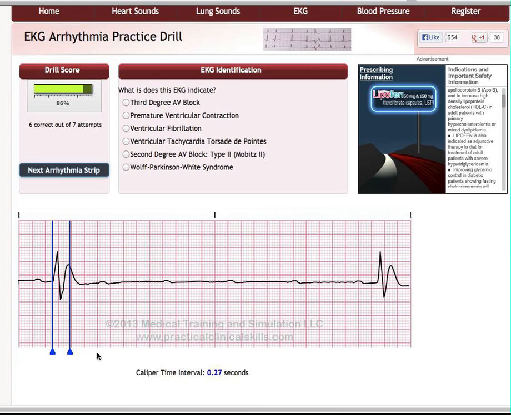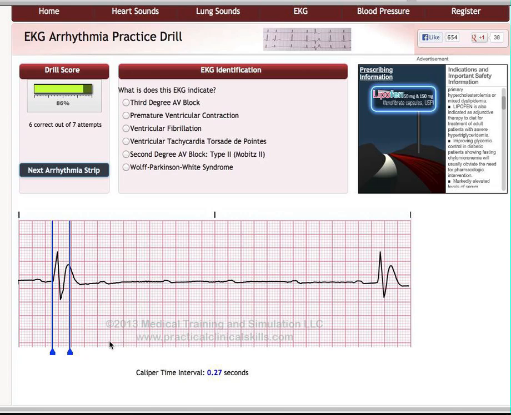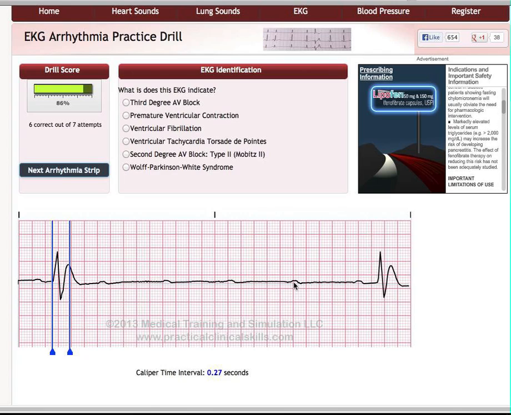So yeah, 0.27. That's real long. That's not good. Is there P waves? Well, there's a P wave here, P wave here, P wave here, and here, and here. So we know our P waves are working. So right away we can rule out some things.